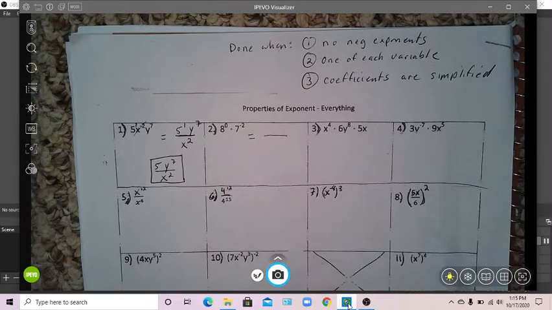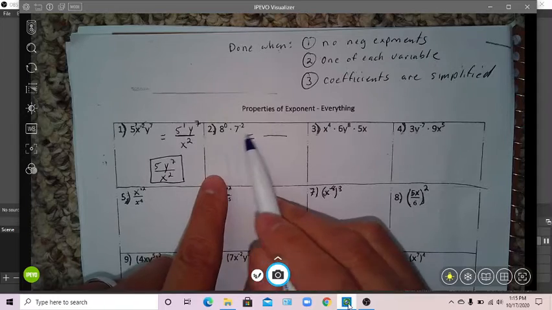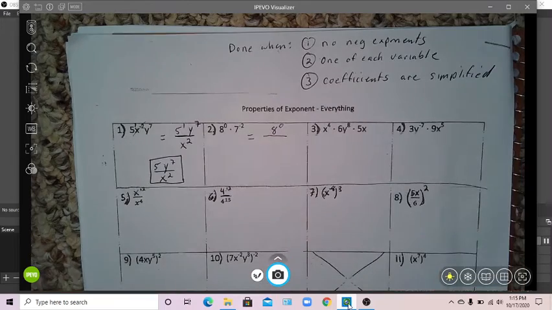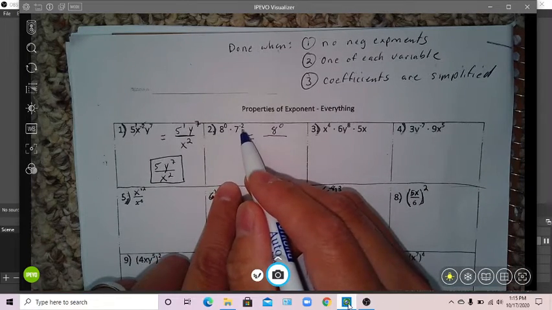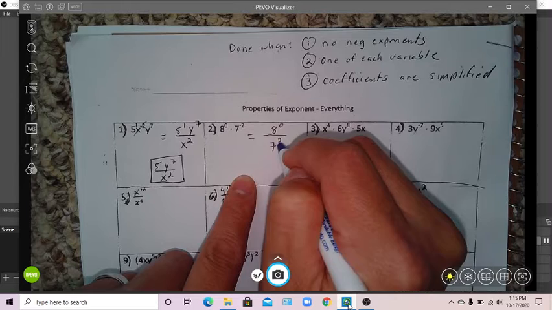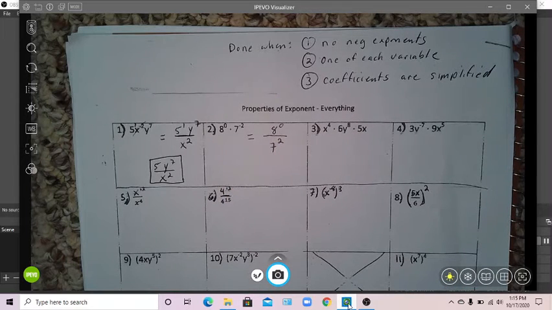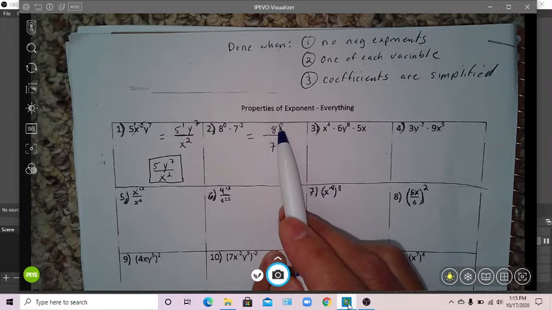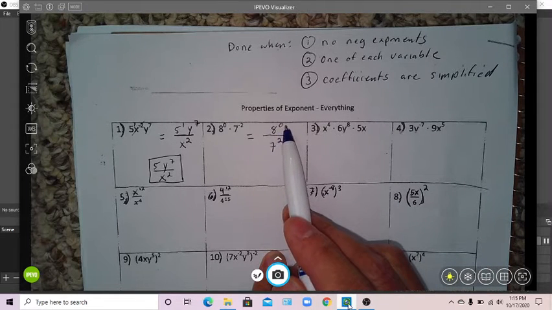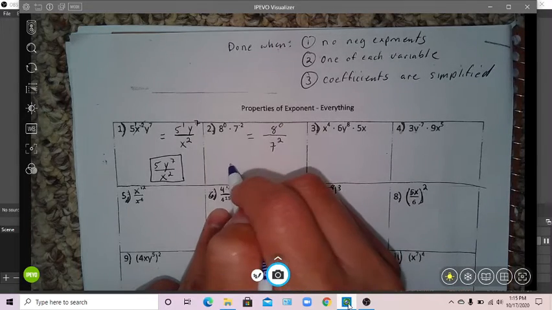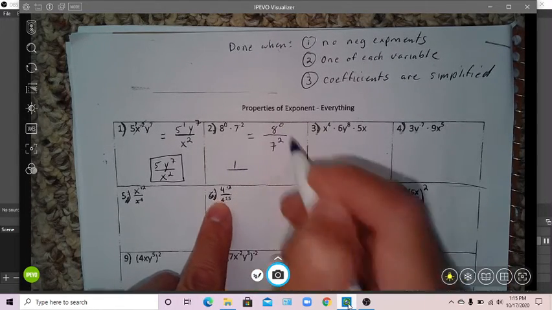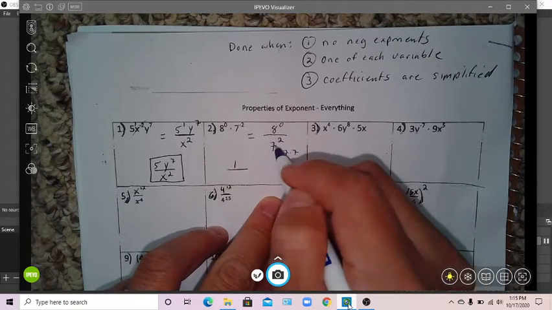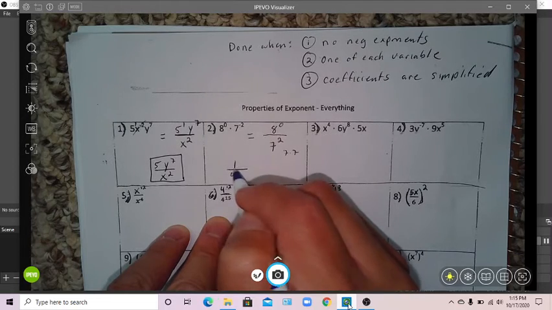I'm going to make my fraction. Everything has an exponent on it. This 8 to the 0 will stay, it doesn't have a negative exponent. This 7 to the negative 2 is going to be a 7 to the positive 2. Let's simplify some of these. 8 to the 0, I know anything to the 0 power is 1, so the 1 stays in the numerator. 7 squared is 7 times 7, which is 49. This is 1 over 49.